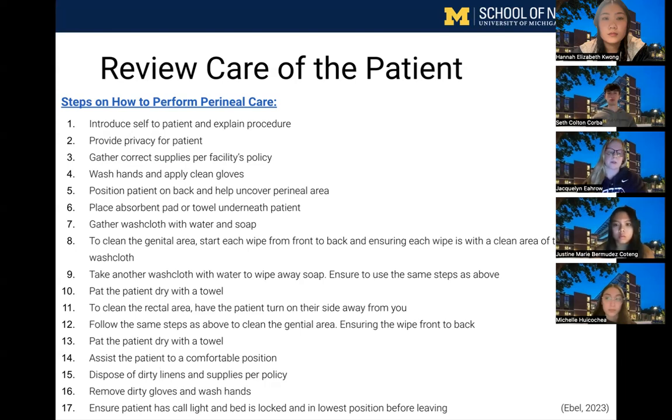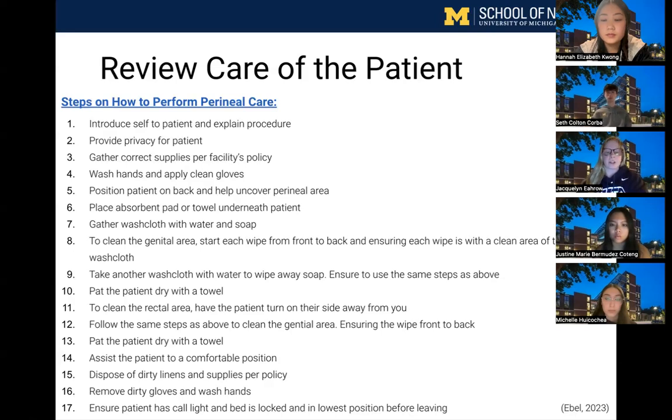So step one, this is an important first step. Perineal care can be embarrassing for many patients and they feel exposed. To introduce yourself and explain to the patient what you're going to be doing can help them feel more comfortable. And then step two, you can ensure to provide privacy for the patient by shutting the door or curtain.